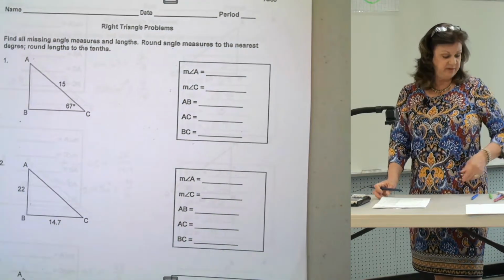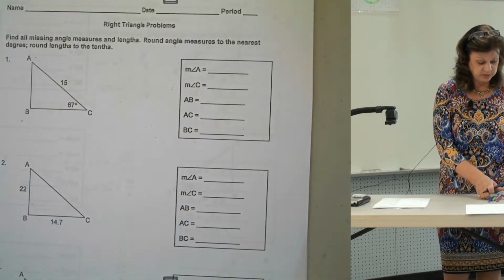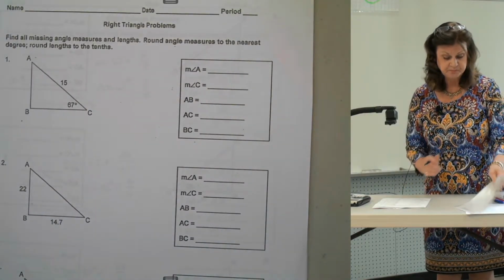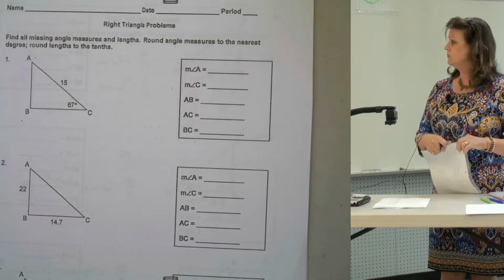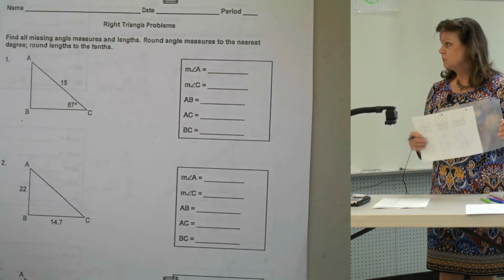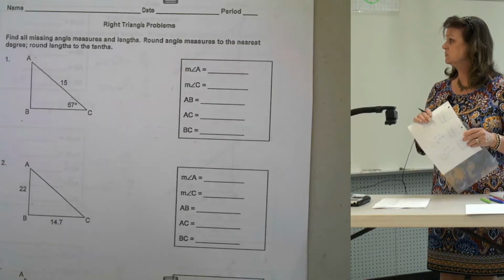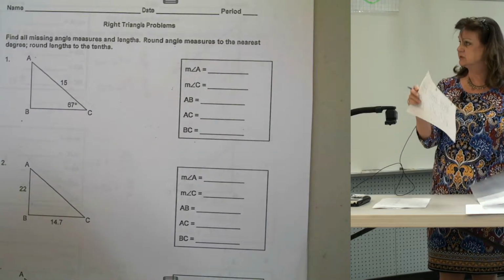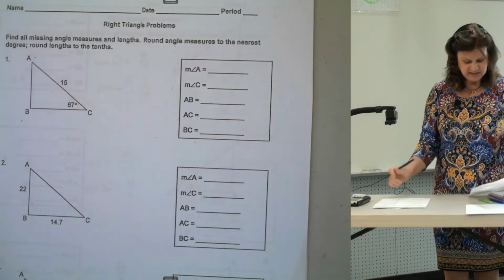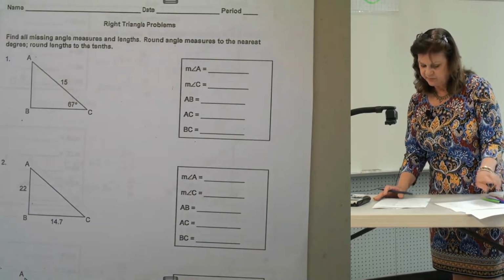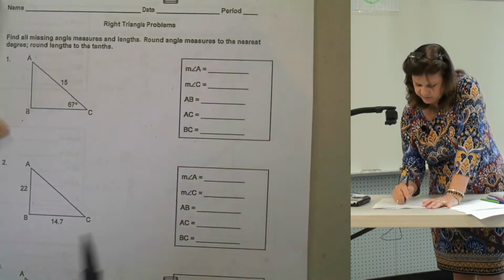We'll work through a couple of these together, and then we're going to go on to some more angles of elevation and depression. So, problem number one, these are all right triangles. Find the missing angles and the lengths. Round the angle measures to the nearest degree. It says to round to tenths, but we're going to go out to thousandths.